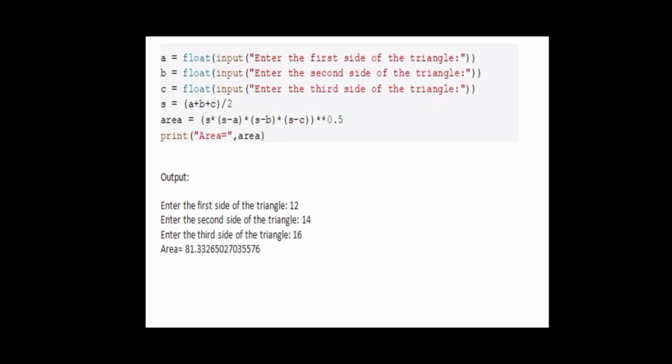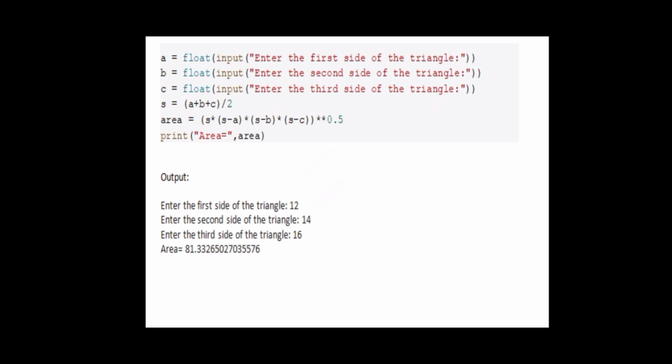Now we solve the same problem, but here we put the first side of the triangle in variable A, and we are considering a floating point number. In the same way, the second side of the triangle we put in the variable B, floating type. The third side of the triangle we put in the variable c, floating type. Same way, s equals (a plus b plus c) by 2, then area equals s into (s minus a) into (s minus b) into (s minus c) whole to the power 0.5. That's why double asterisk 0.5, then print area equals area.